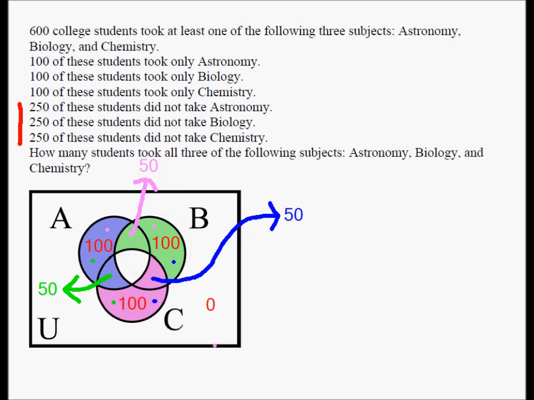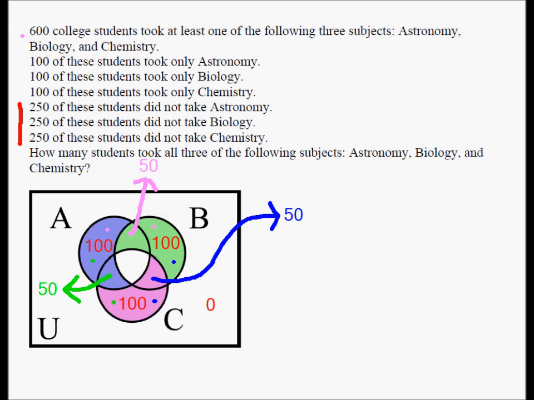Note, in a 3-set Venn diagram, we have 8 regions. And in this problem so far, we have accounted for 7 of those 8 regions. 1, 2, 3, 4, 5, 6, 7. We need to find this one because that's what the question wants you to answer finally. How many students took all 3 of the following subjects, astronomy, biology, and chemistry?